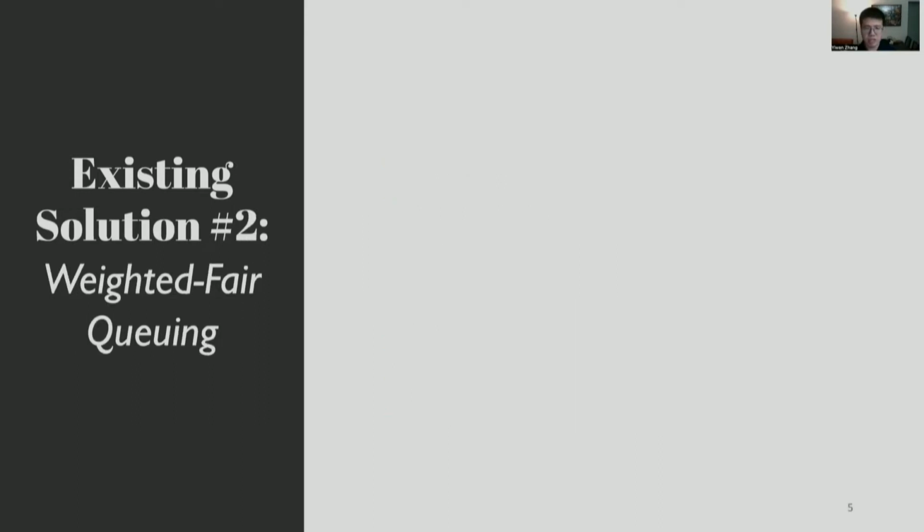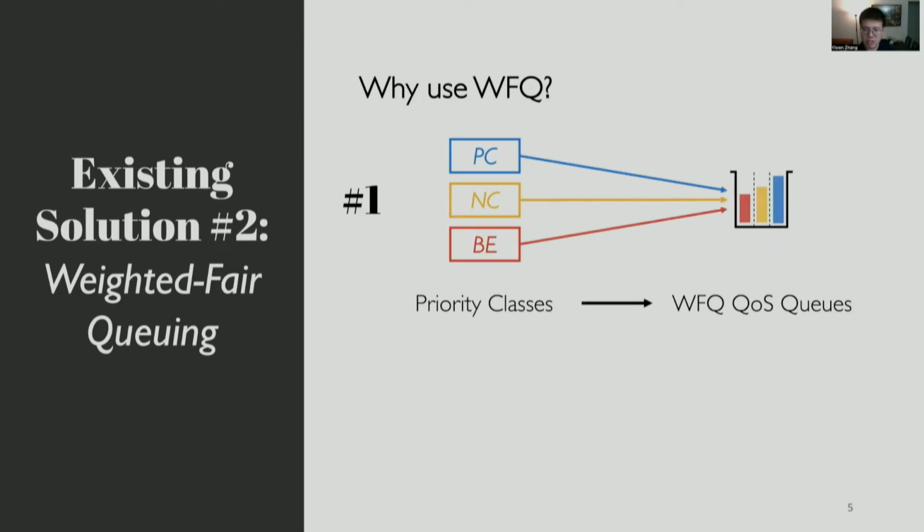One solution that gets widely deployed by many cloud providers, including Google, is weighted fair queuing. There are 2 reasons why people prefer weighted fair queuing. First, its bandwidth sharing properties enable an easy mapping from priority classes to quality of service queues supported by weighted fair queuing. And second, it is available in most commodity switches, making large-scale deployment very easy.